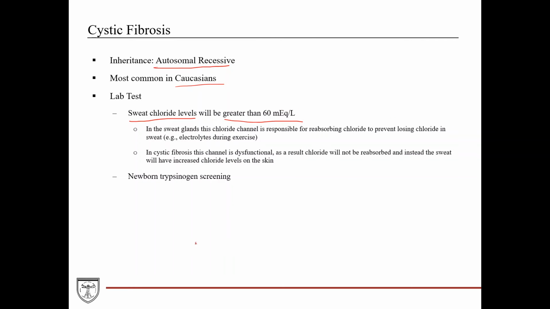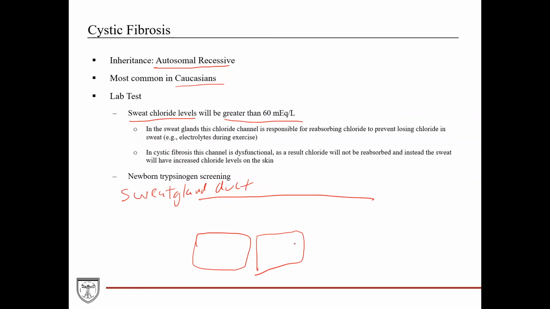So let's do a little bit of a review here. So let's say you have some epithelial cells that line the sweat gland duct. And so this will be just the top of the duct here. And so you have these epithelial cells like this. And so again, you're going to have your ENaC channel like this. So here's ENaC. And again, that's going to move sodium out of the lumen. And so that's going to take sodium out.